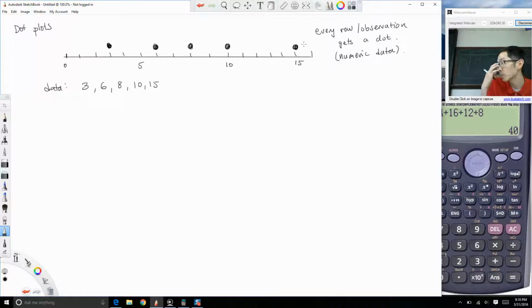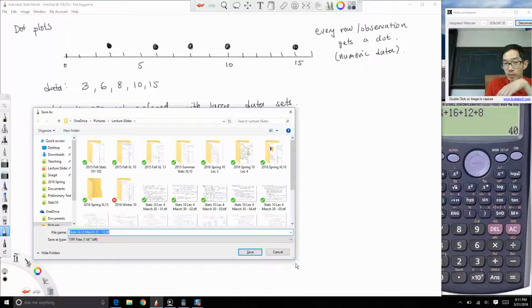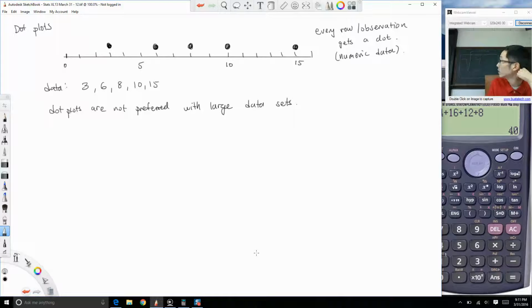So in general, dot plots lose their value when you get really, really big data sets. Dot plots are generally not preferred with large data sets. It seems kind of a strange plot. So when are they ideally used?